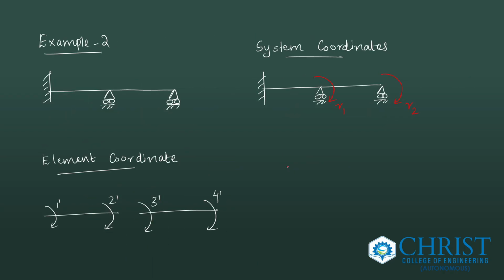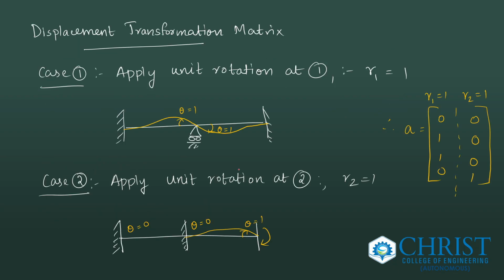Going to another example, consider a continuous beam. At joint B and joint C, there are degrees of freedom. Rotation is possible. Hence, we define the system coordinates as R1 and R2, and the element coordinates 1 dash, 2 dash, 3 dash, 4 dash. That is beam elements; we assumed rotation at the two nodes. Now, to define the displacement transformation matrix, apply a unit rotation at the first point.